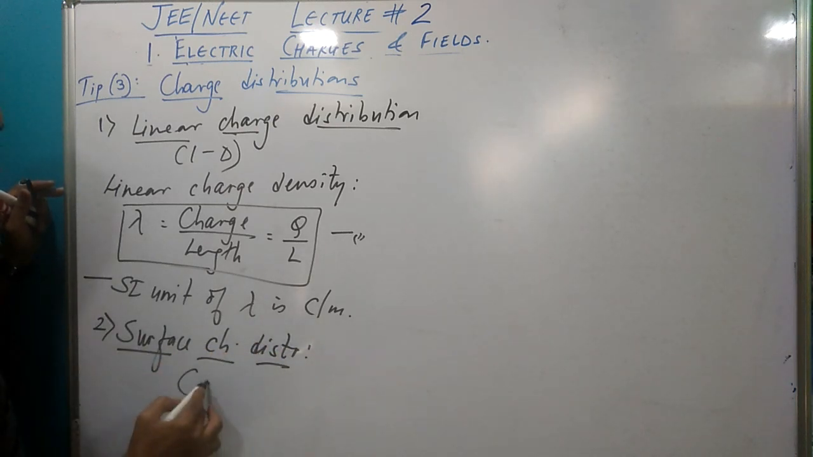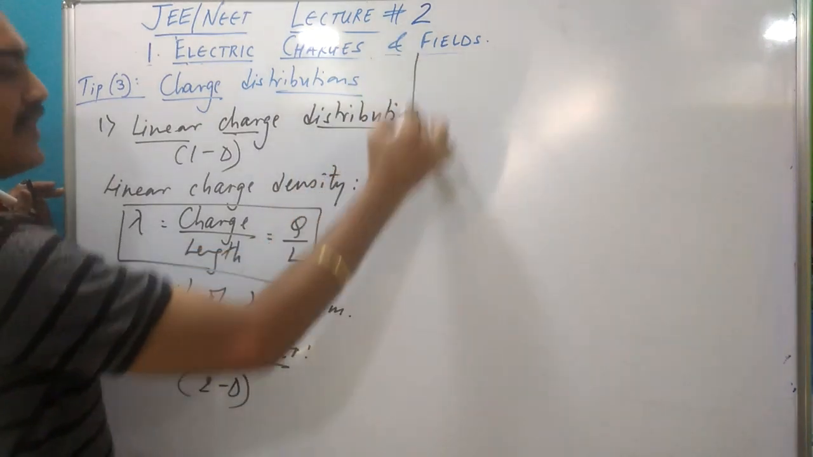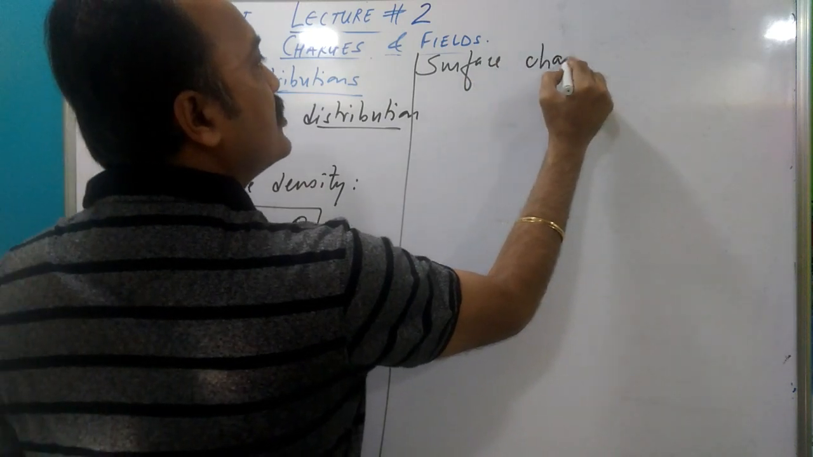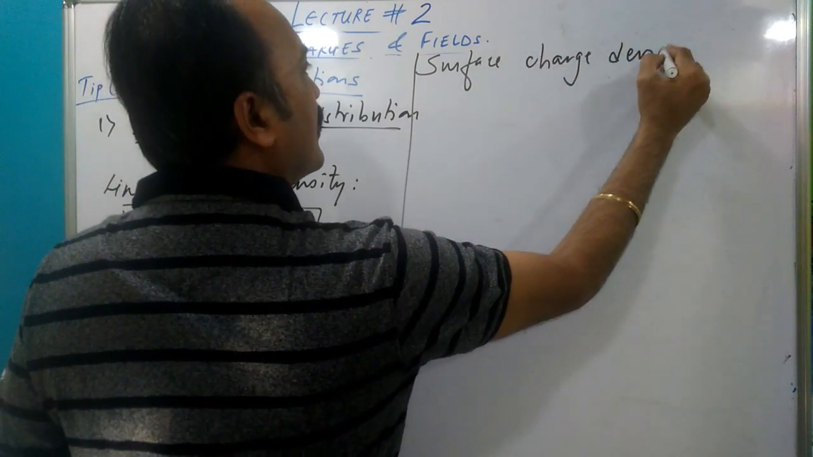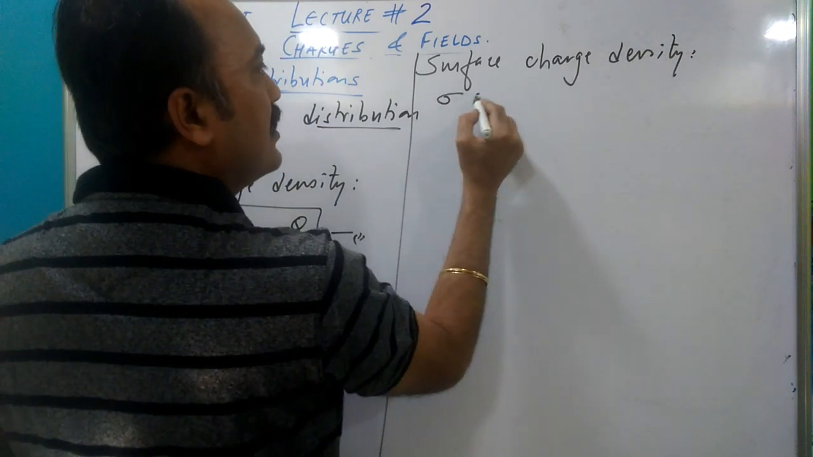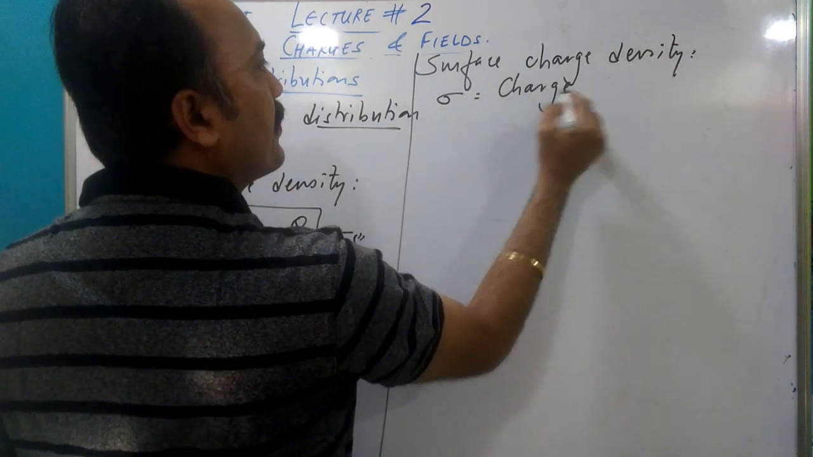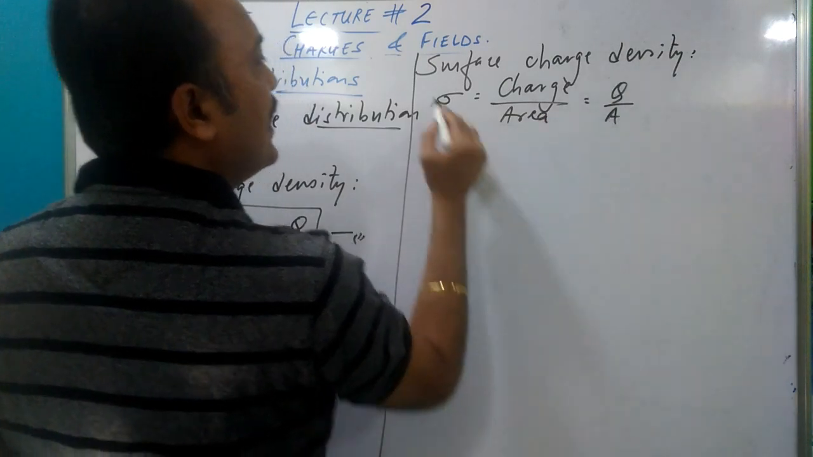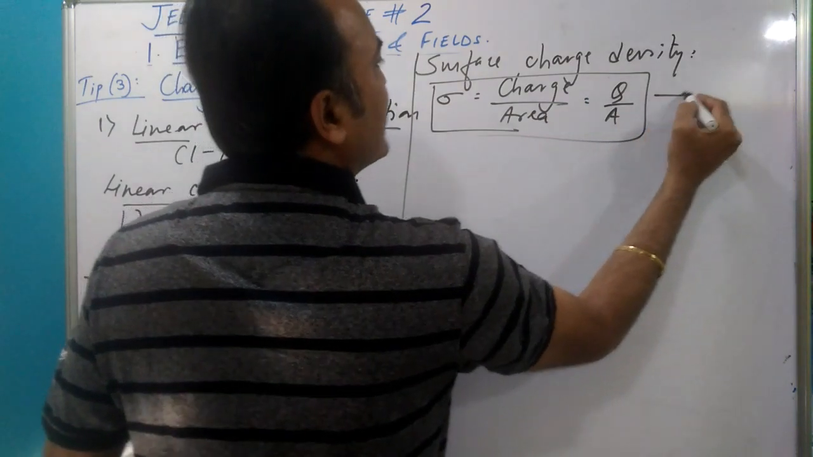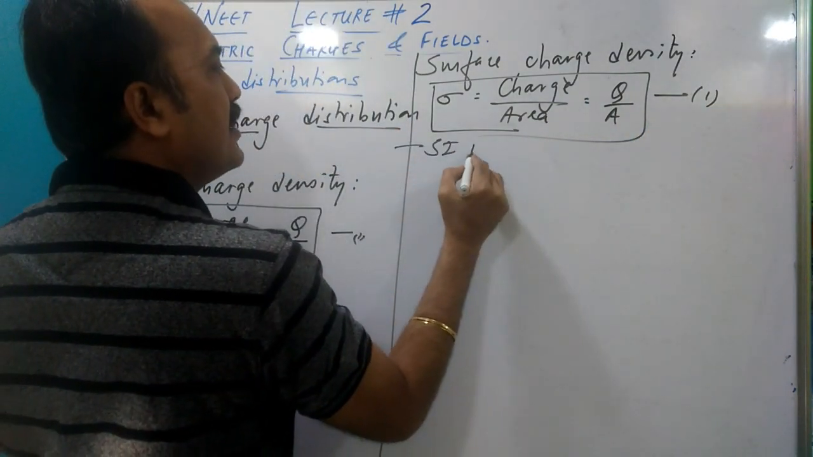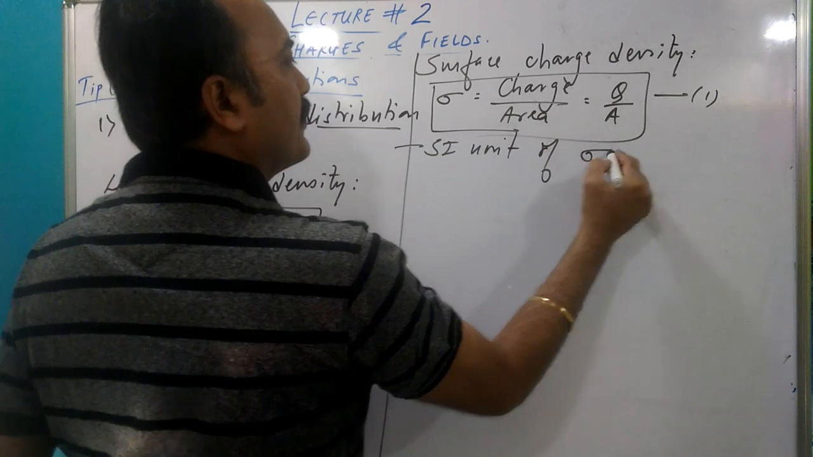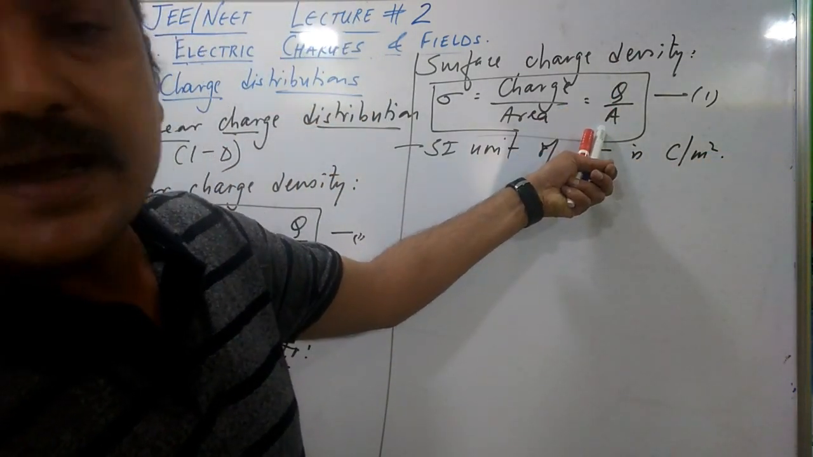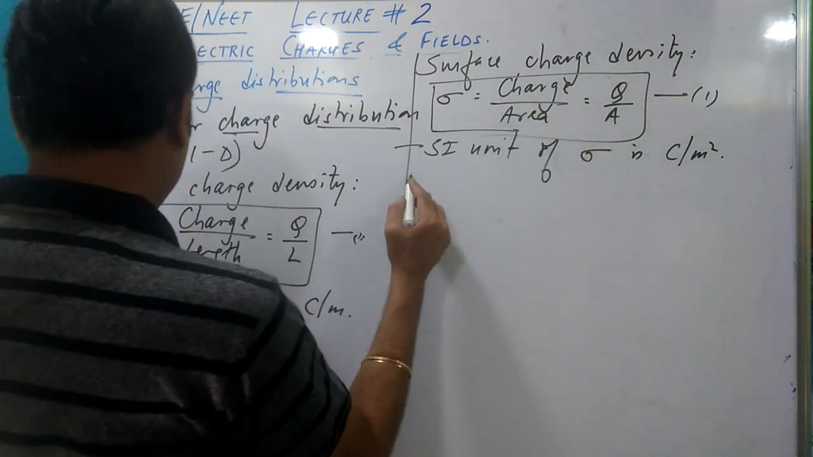The second is surface charge distribution. And surface charge distribution is two-dimensional. And for that, we define surface charge density. We call it sigma. It is charge per unit area, and that is Q by A. SI unit of sigma is coulomb per meter square. Charge is in coulomb, area is in meter, so coulomb per meter square.